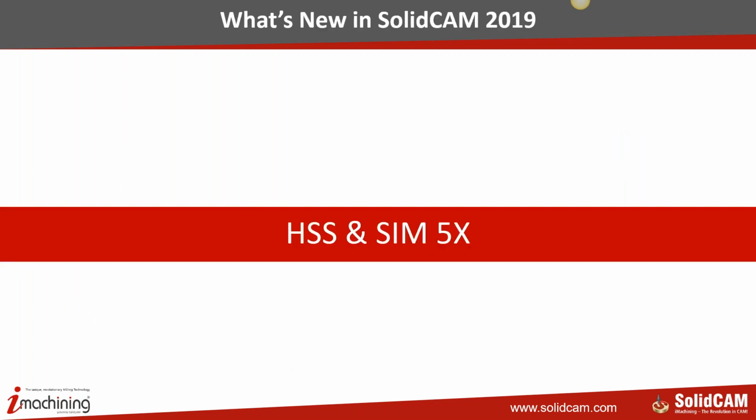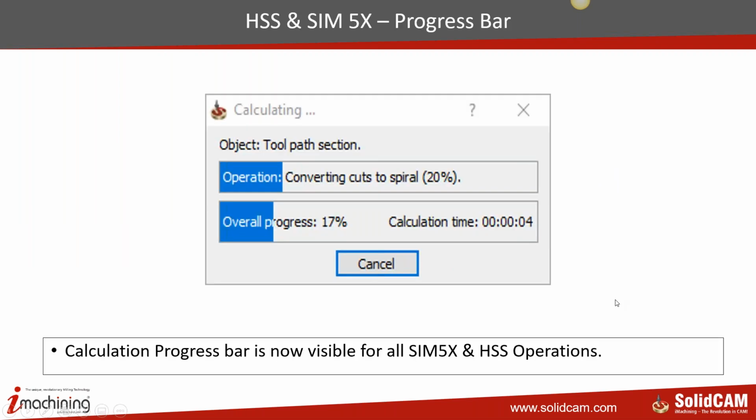Let's come now to HSS and the Sim5X. It's more to do with Sim5X. First of all, you can see that we have now the progress bar. We no longer have some vague messages appearing. You know exactly where the operation is, how much is done, how much is remaining, so nothing is blind. The entire calculation progress bar is now available for all Sim5X and HSS operations.